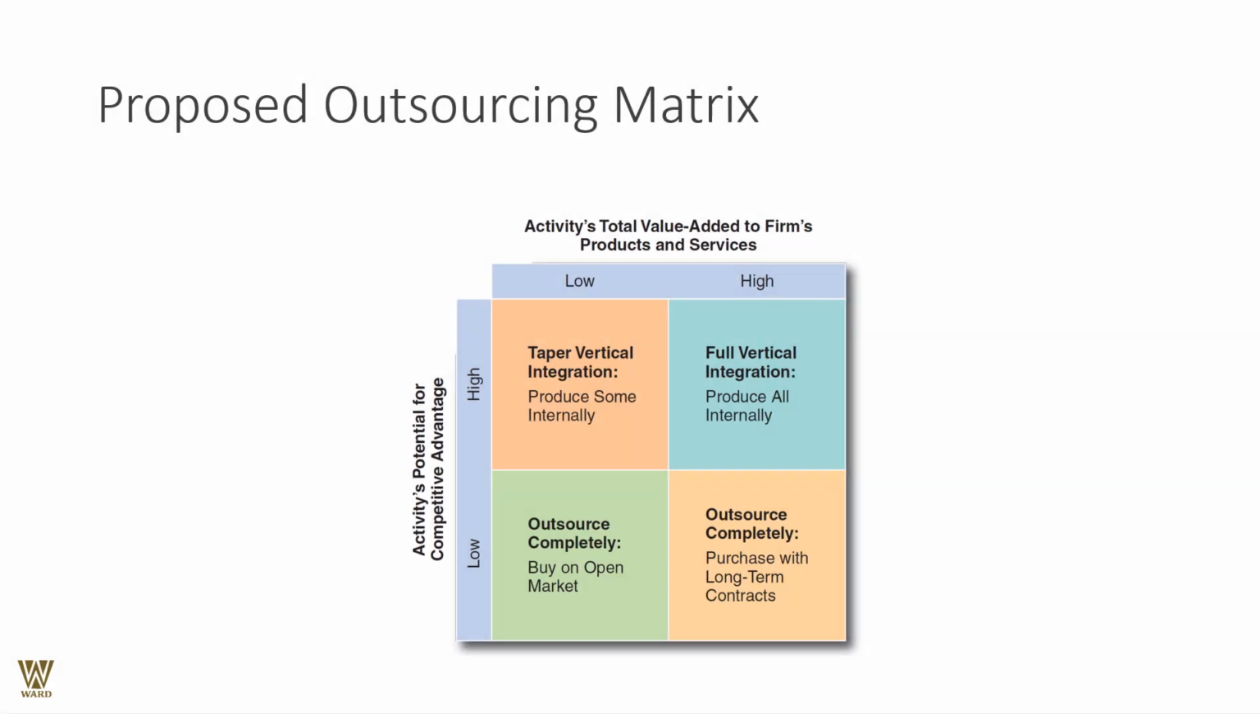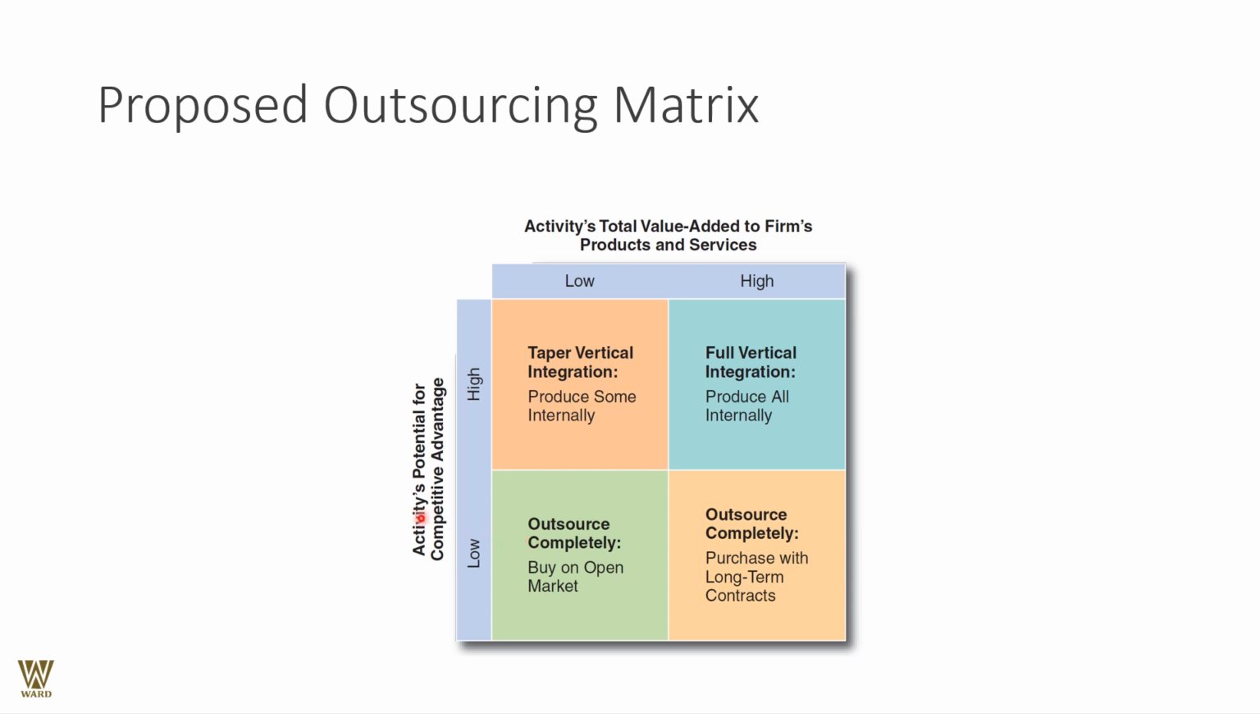The proposed outsourcing matrix. What is the proposed outsourcing matrix? If you look into it, the total value added by the firm might be low or high, whereas the potential for competitive advantage would again be on the y-axis, low or high. When both are low, value added is low and competitive advantage is also low, blindly outsource it. It's a buy on the open market because there is no added value and competitive advantage is almost nil.